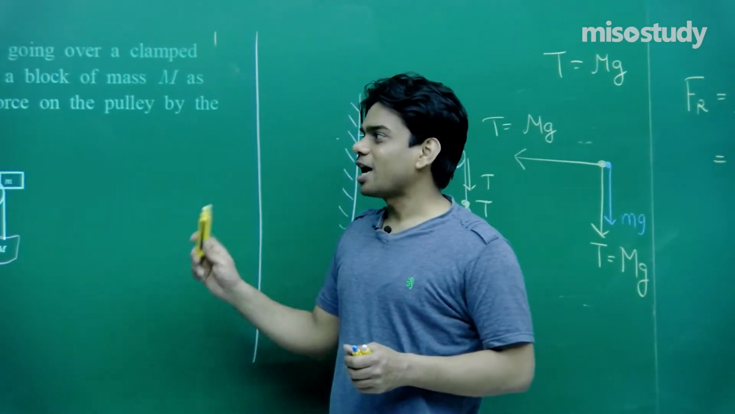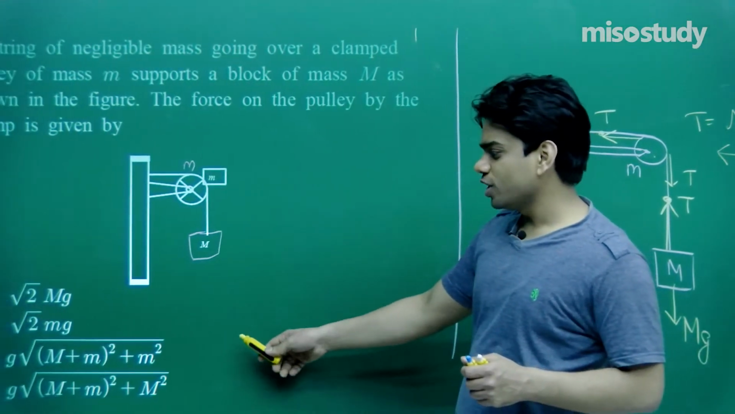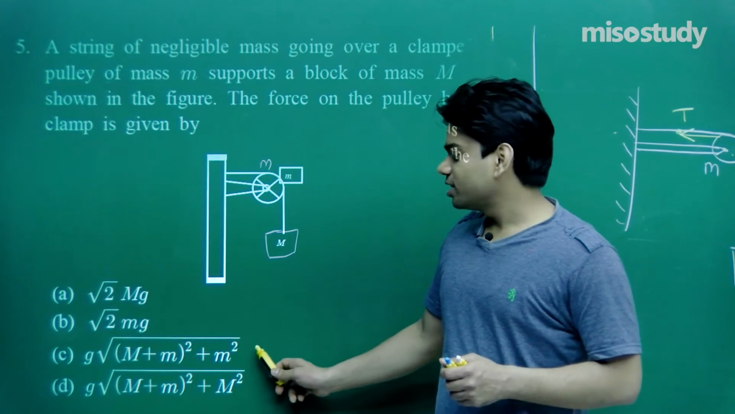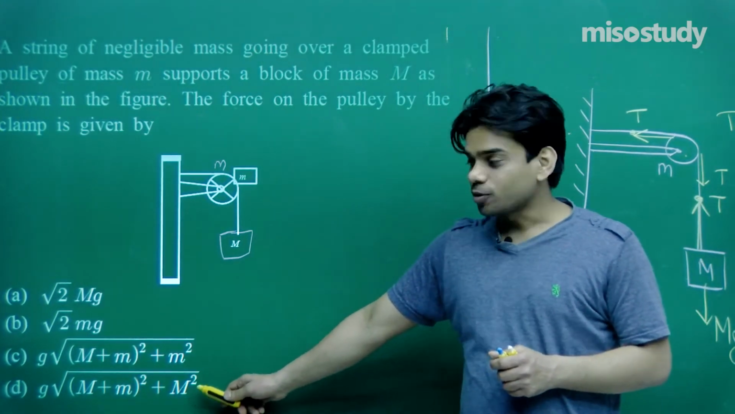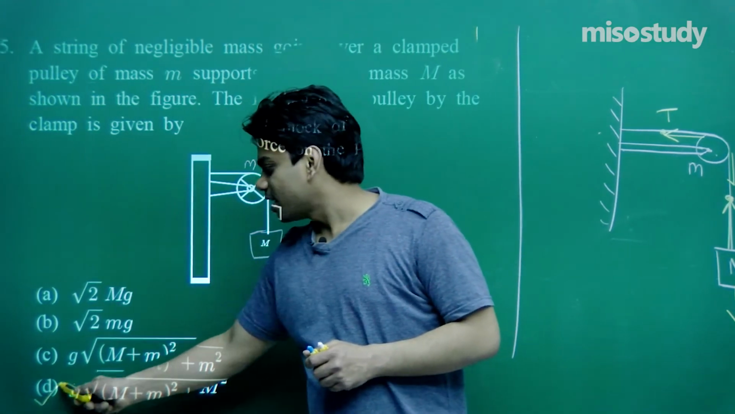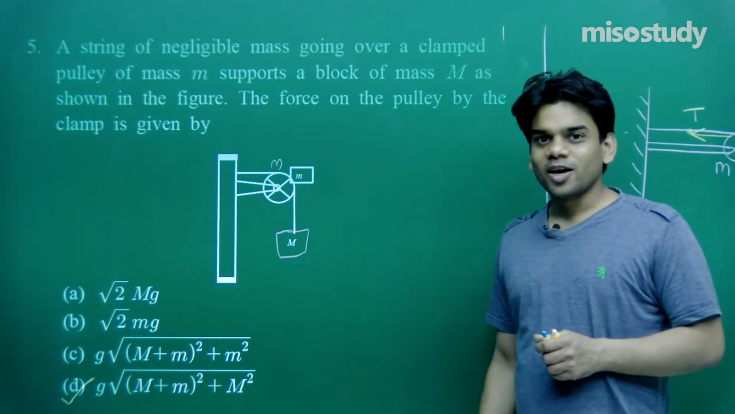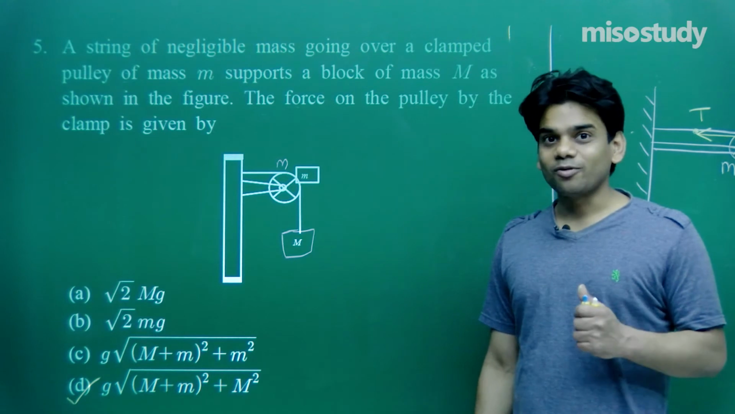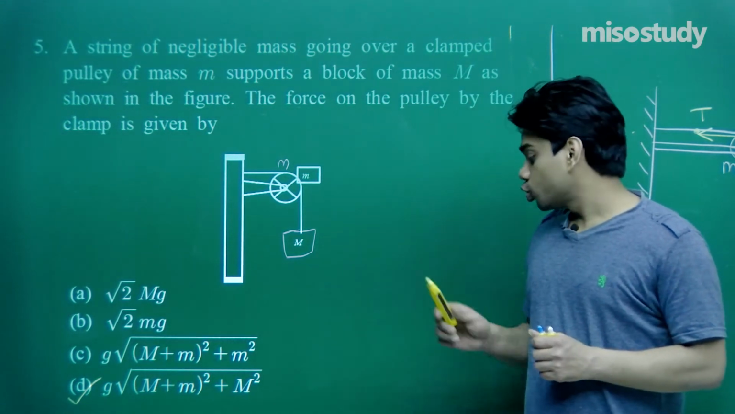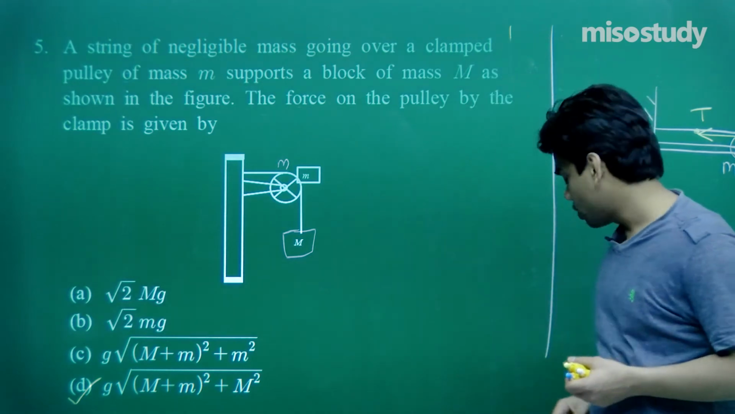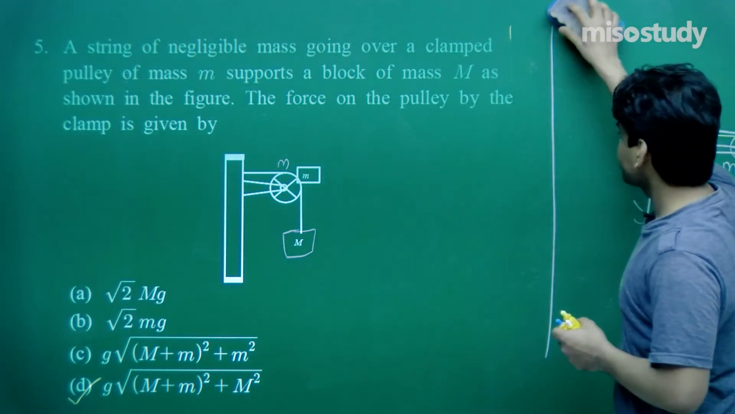The force on the pulley by the clamp is given by option C. If you see, option C actually, no, it's option D, because here we have capital M. So option D matches, so D is the right answer. I believe you can clearly see. I have already written the same option at the other end of the board also, and hope you have noted that down. So option D is the right answer, and you should have understood how to solve such kind of questions. Let's proceed.